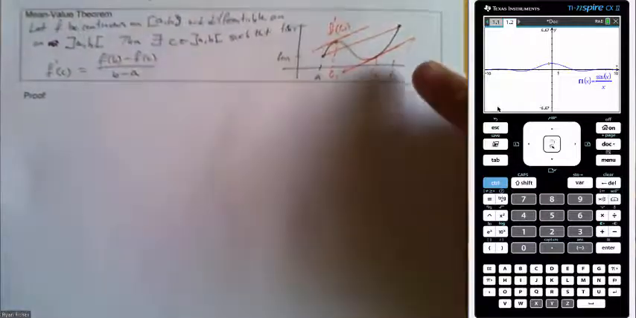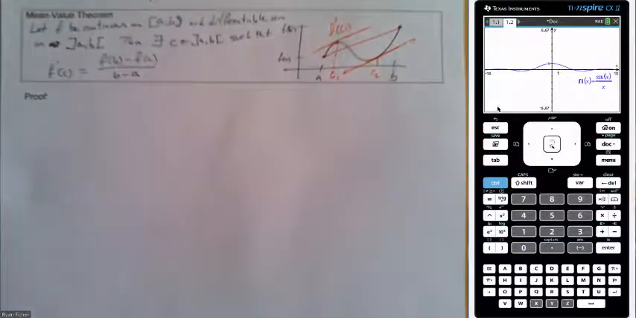This is a sort of picture that you're going to be asked to draw, definitely on the IB exam, and it's the sort of thing that shows up in the AP Calculus exam as well. This understanding of what the mean value theorem is trying to state.